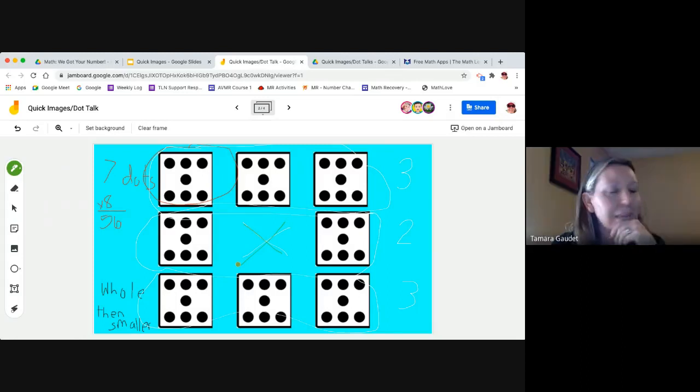So this is another example of a quick image. I was going to say a dot talk, which it is a dot talk. And it's just a way of looking at spatial patterns and how that can help them with math.